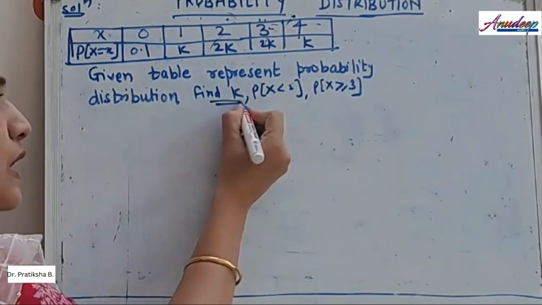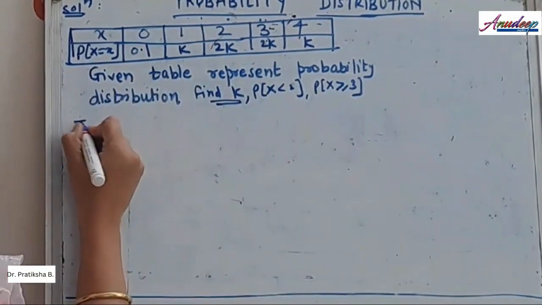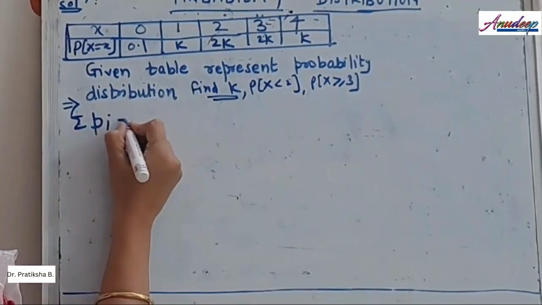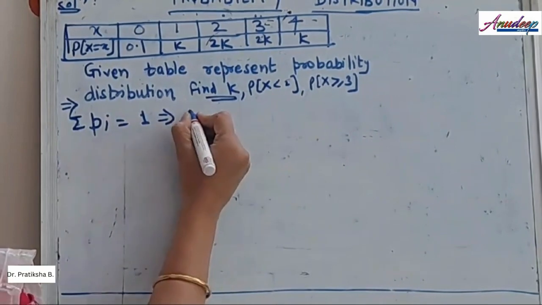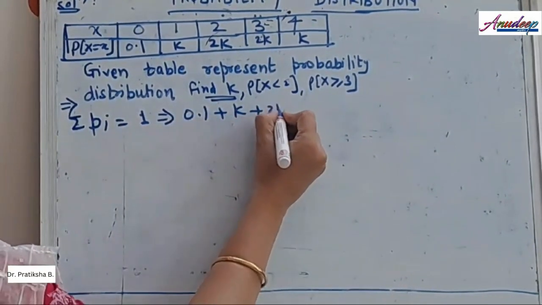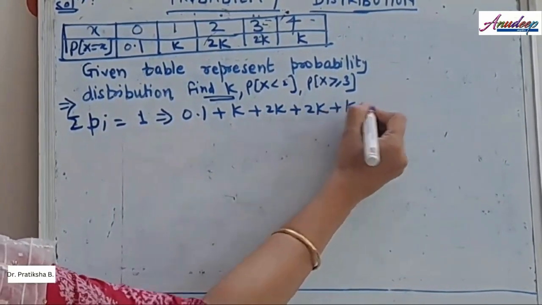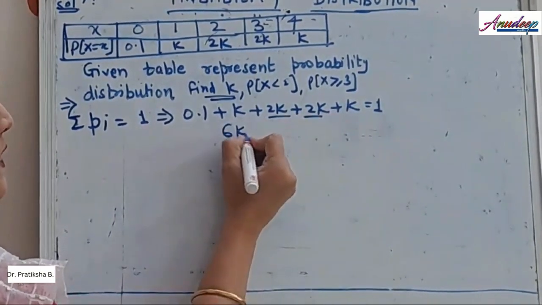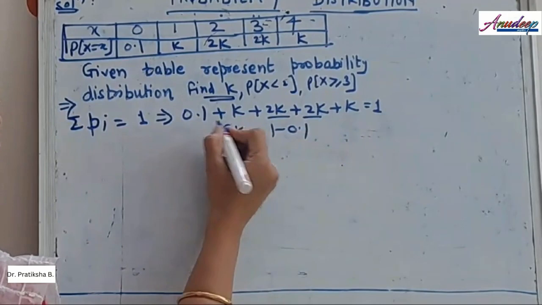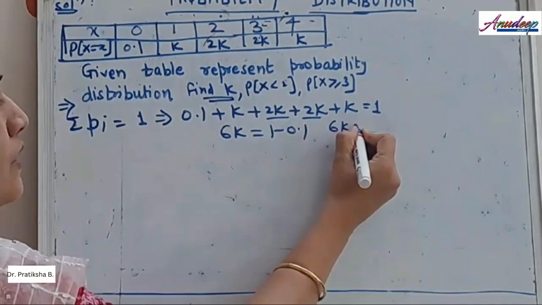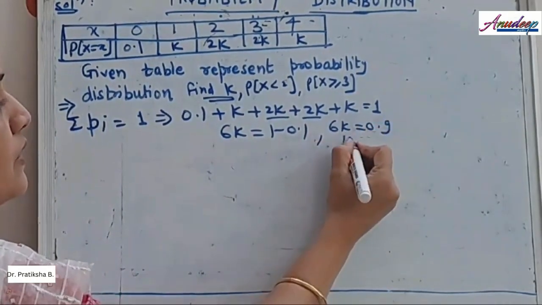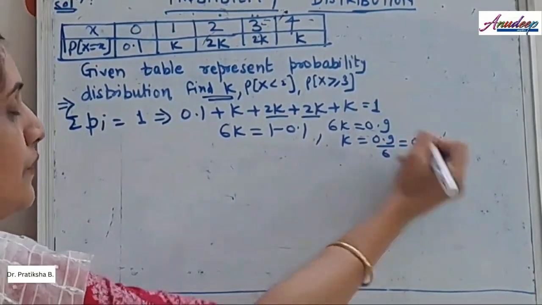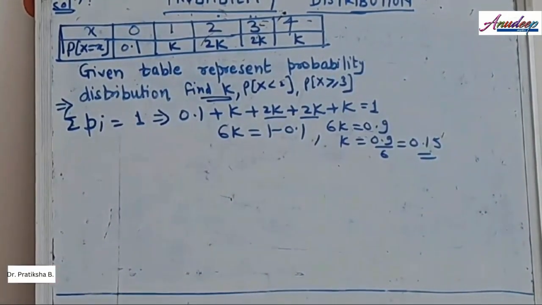So for finding out the value of k, we can add all probabilities, as it is given that the table represents a probability distribution. This implies the summation of all pi's should add up to 1. So that means 0.1 plus k plus 2k plus 2k plus k should be equal to 1. So 2 plus 2, 4, 4 plus 2, 6k is equal to 1 minus 0.1. So 6k will be equal to 0.9. K will be equal to 0.9 upon 6, which is 0.15. That is the value for k.